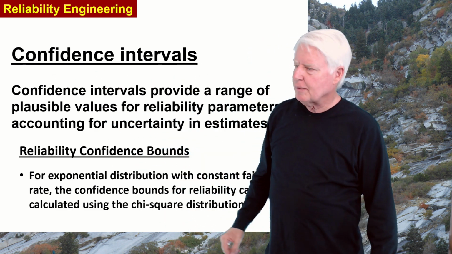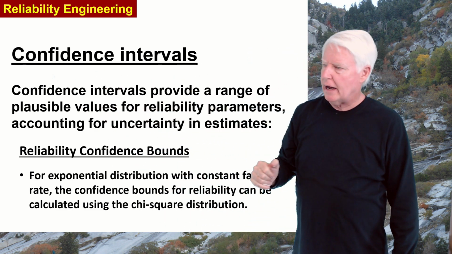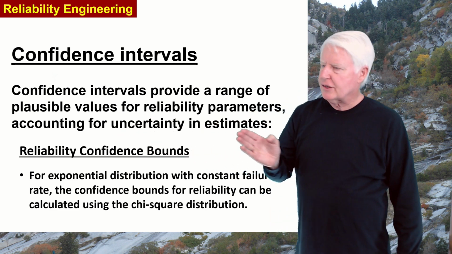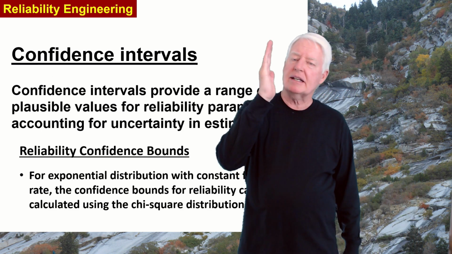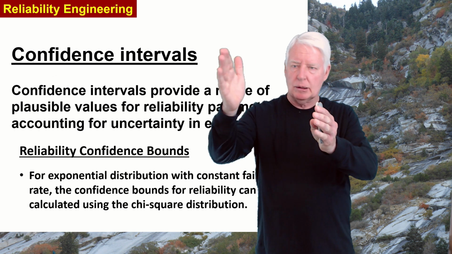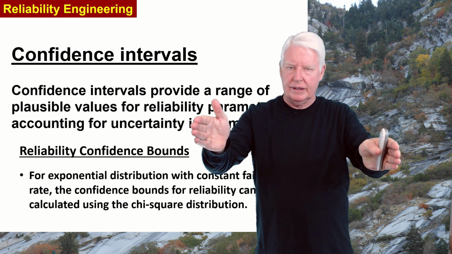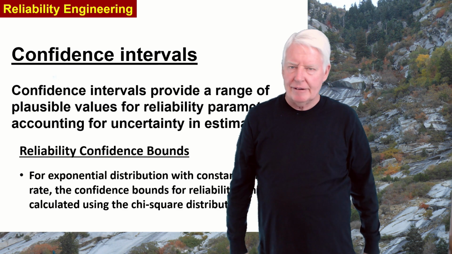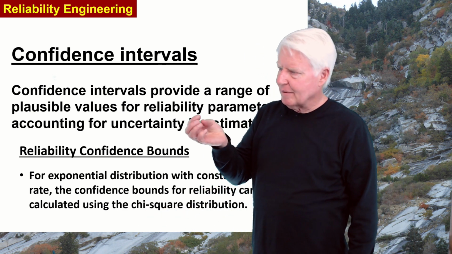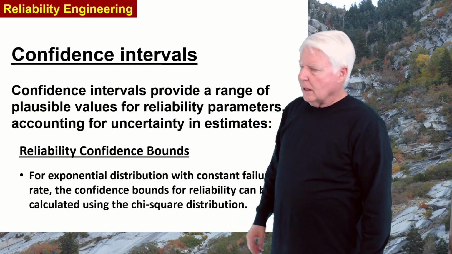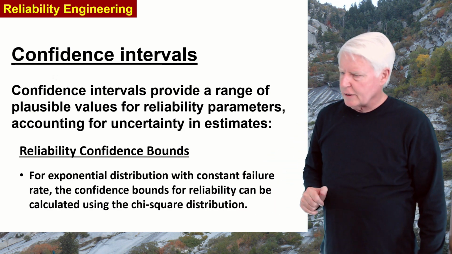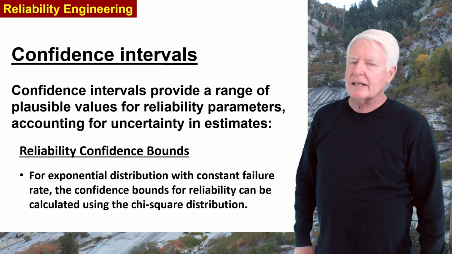Confidence intervals, I've already talked about those, but let's do it again. Confidence intervals provide a range of plausible values for reliability parameters, accounting for uncertainty in estimates. So you say, I think it's going to last 1,000 hours before it fails. But 95% of the time it'll be between 800 and 1,200. That's somewhere in there, 95% of the time this is going to fail. So you don't usually have a point estimate, you have confidence intervals. Reliability confidence bounds. For exponential distribution with constant failure rate, the confidence bounds for reliability can be calculated using the chi-squared distribution.